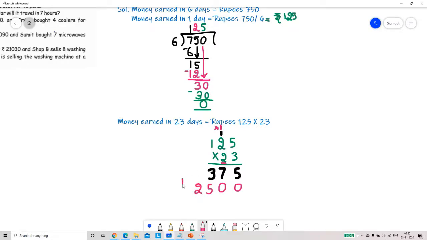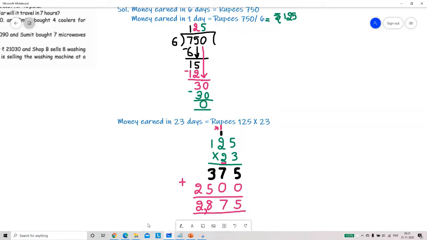So let's add. 5 added to 0 is 5. 7 added to 0 is 7. 3 added to 5 is 8. And 2 as it is. So the worker would have earned how many rupees? 2,875 rupees for 23 days.